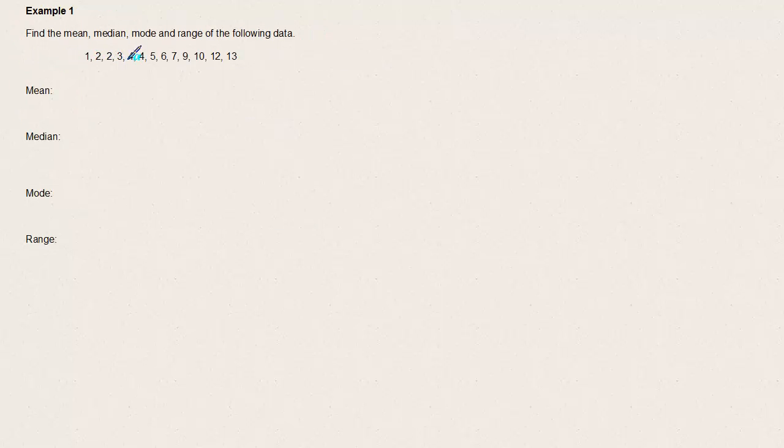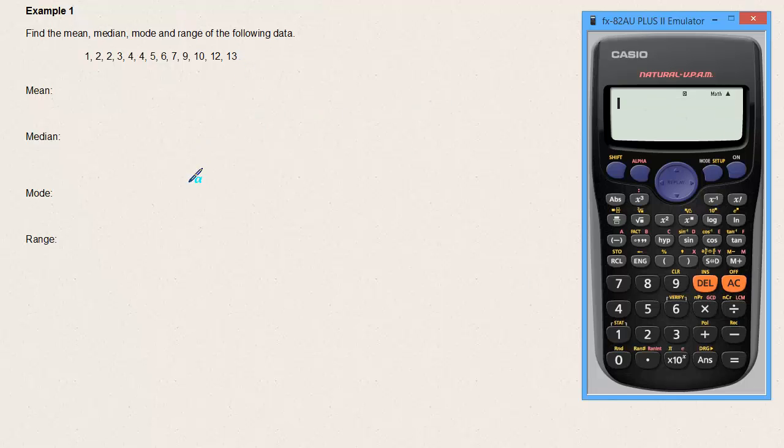Find the mean, median, mode and range of the following data. We can see that this data is already in order for us. So for the mean, we need to add all the data up. So we've got 1 plus 2 plus 2 plus 3 plus 4 plus 4 plus 5 plus 6 plus 7, 9, add on 10, add on 12, add 13. So that gives us 78.